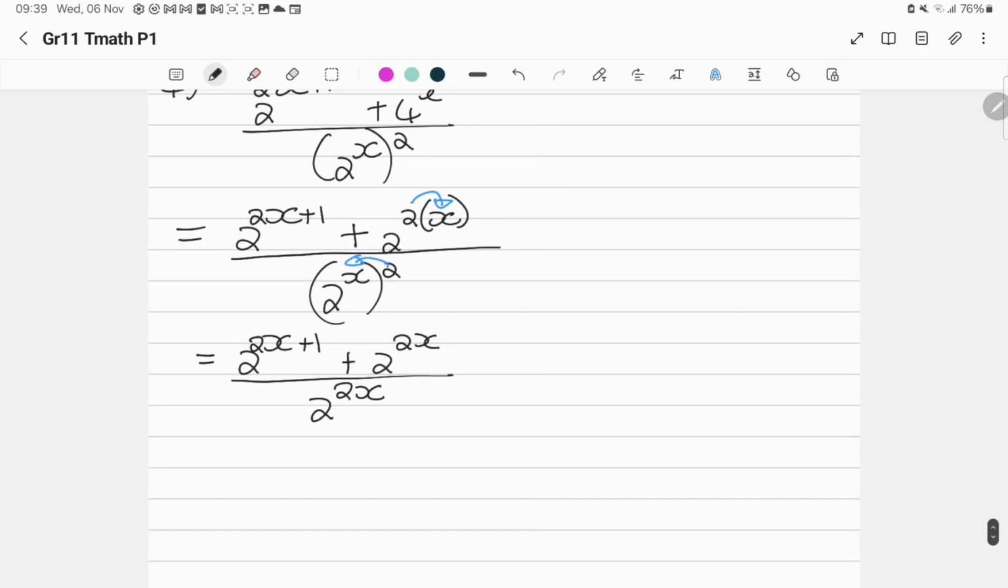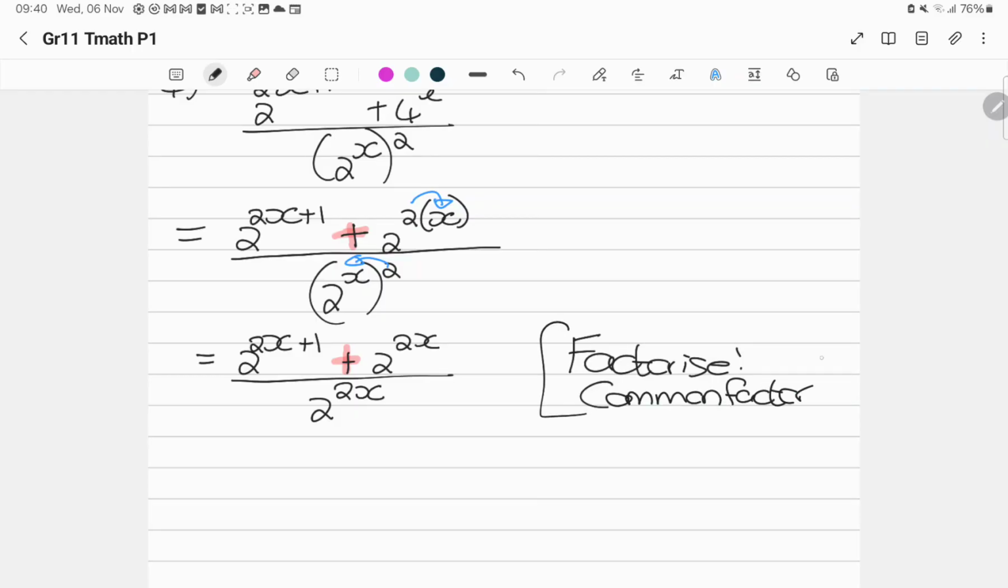Now what do I have in between? I have a plus. There's no exponential rule for a plus. So what do I need to do? I need to factorize. I need to find my common factor. Alright, so I need to find the common factor. So now I ask myself, what looks the same there and there? What looks the same in front of my plus and after my plus?